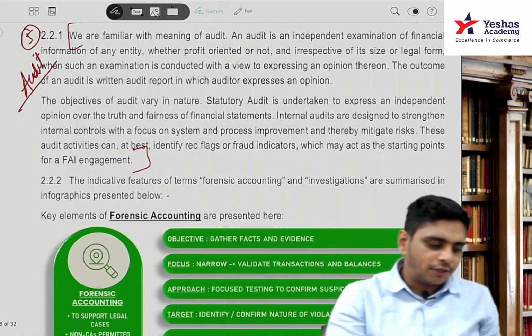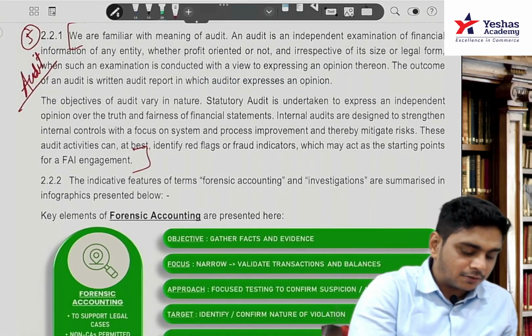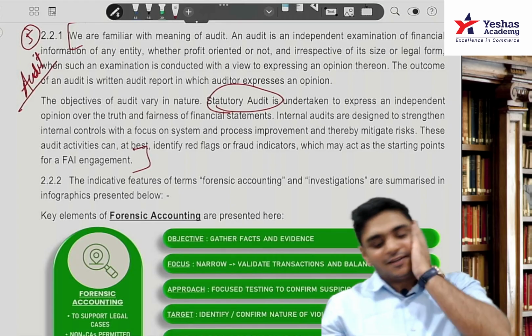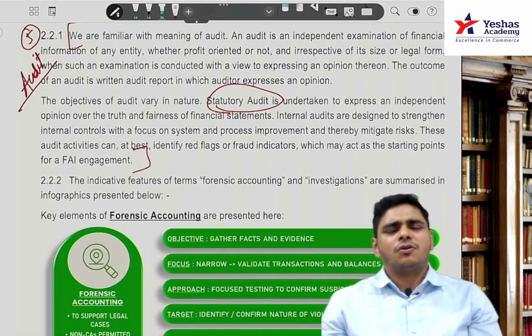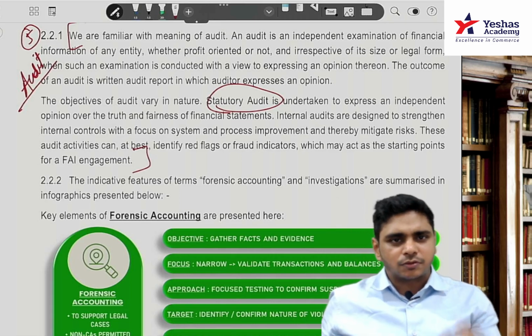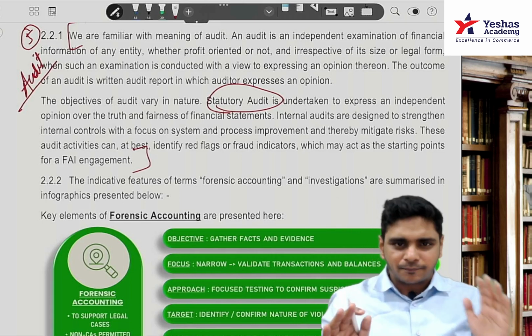The objective of audit is, by its very nature, statutory audit. What do we do? Sorry, my mistake. We do statutory audit. So statutory audit is undertaken to express an independent opinion on the true and fairness of the financial statements. So this is the definition of audit. You know it, okay? Audit.